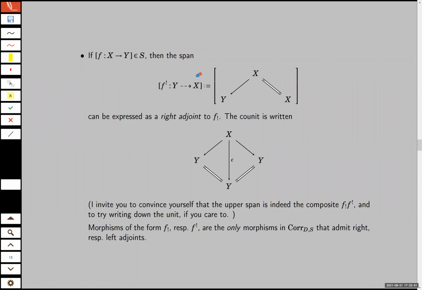So as well as the maps in D inducing maps in the same direction in core D, maps in S induce a map in the opposite direction. And that's what I'm going to call F upper shriek. I'll call the ones in the same direction F lower shriek, which should be considered as this one.